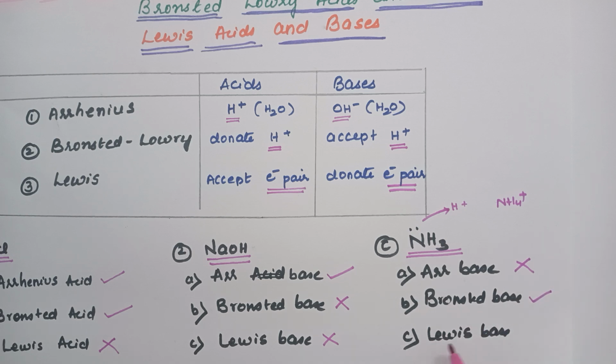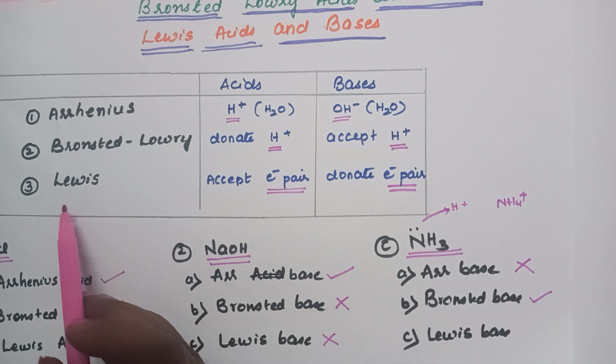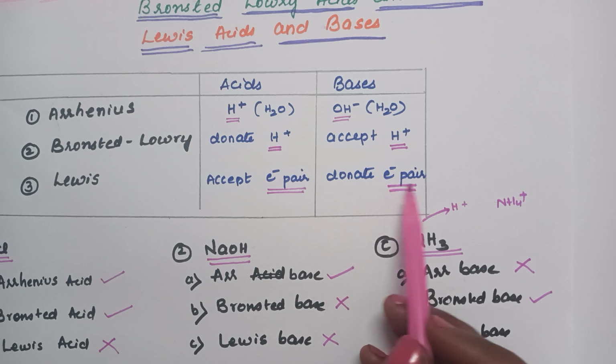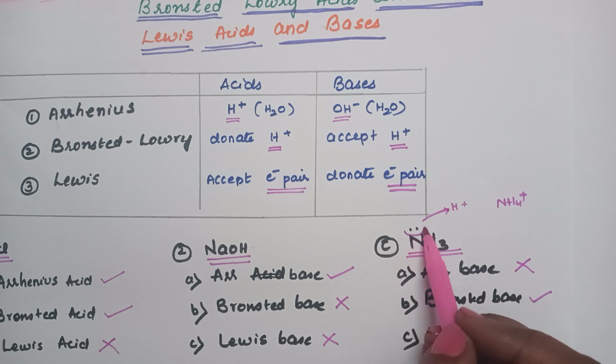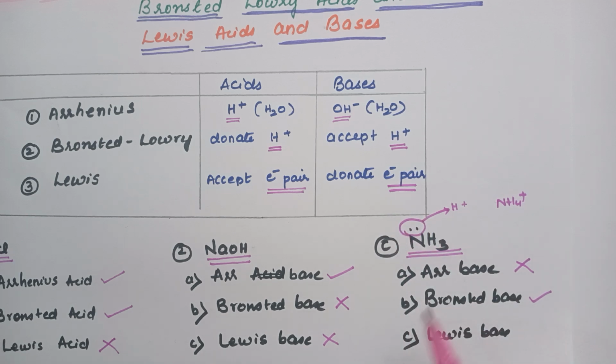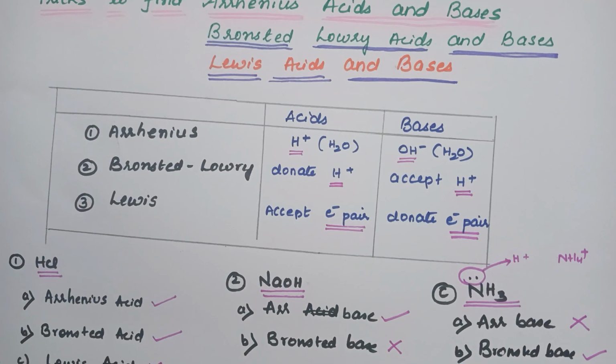Therefore, this is a Bronsted base. Third is Lewis base. A Lewis base should donate a pair of electrons. See whether it has a lone pair of electrons. Here you can see there is a lone pair of electrons. So ammonia can donate this lone pair of electrons. Therefore, this is a Lewis base. So by this concept we can easily identify whether it is Arrhenius acids and bases, Bronsted-Lowry acids and bases, or the Lewis concept of acids and bases.